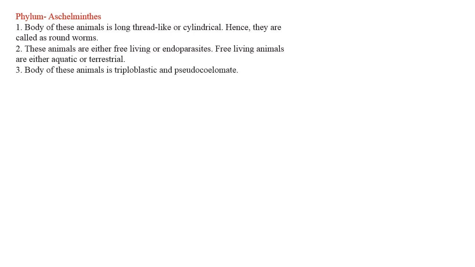The body of these animals is again triploblastic, which means three layers are present, and pseudocoelomate. Pseudocoelomate means false body cavity. A body cavity is present, but it is not formed by the mesoderm. It is formed from some other place, and therefore it is called pseudocoelomate. And triploblastic means all three germ layers are present in them.